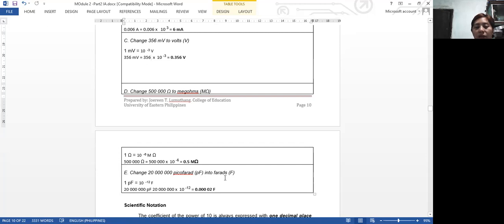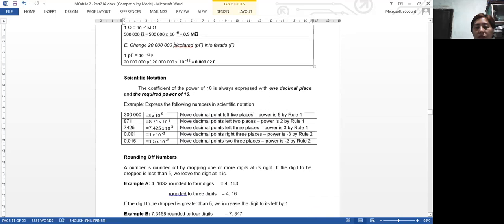It's picofarad into farads. Since farad is bigger than picofarad, expect that the answer, the decimal number, is lower than the given. So 1 picofarad is equal to 10 to the negative 12 farad. We have here 20,000. So you just have to count 12 from the decimal point. So it's here. 1, 2, 3, 4, 5, 6, 7, 8, 9, 10, 11. So we have 4 more zeros. That's why it's 0.00002 farad.